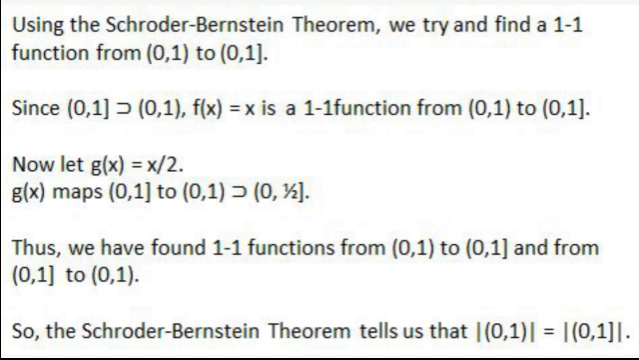Now, let g(x) equal x over 2. g(x) maps [0, 1] to (0, 1), because (0, 1/2] is a subset of (0, 1). Thus, we have found one-to-one functions from (0, 1) to [0, 1], and from [0, 1] to (0, 1). So the Schroeder-Bernstein theorem tells us that the cardinality of the set (0, 1) is equal to the cardinality of the set [0, 1].